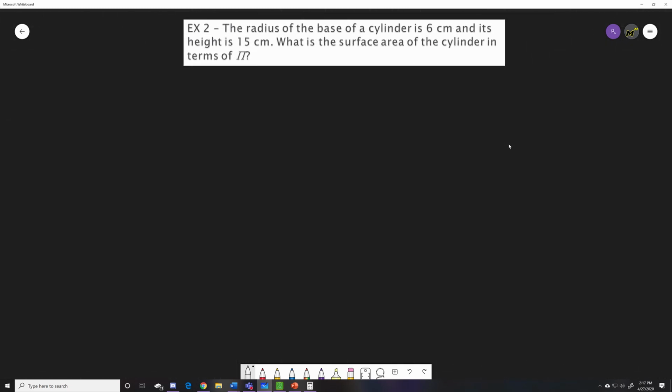Let's take a look at the formula first. The surface area of a cylinder would be this formula right here. We have 2 pi r h plus the bases again. And in this case, the base of a cylinder would be a circle, so it would be 2 times pi r squared.